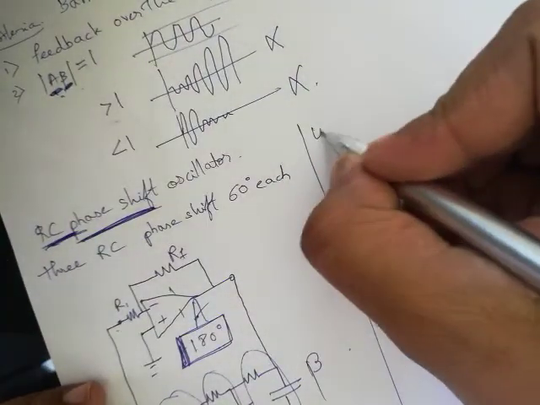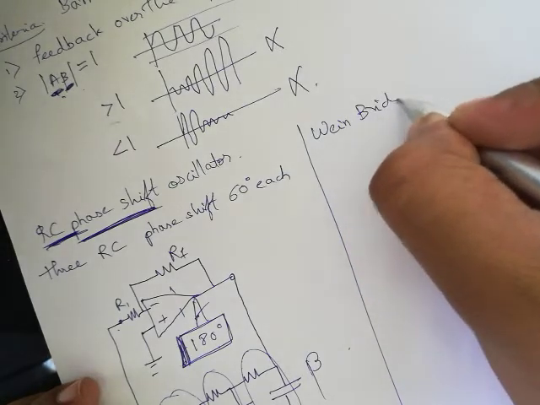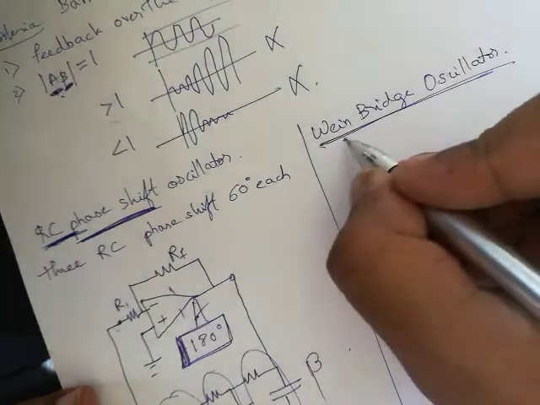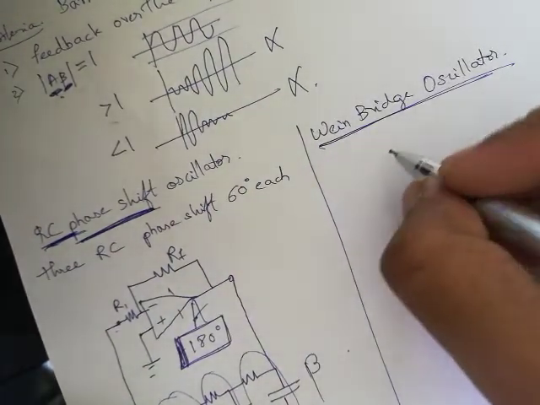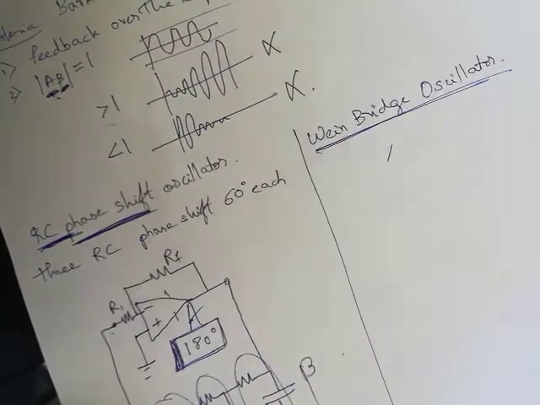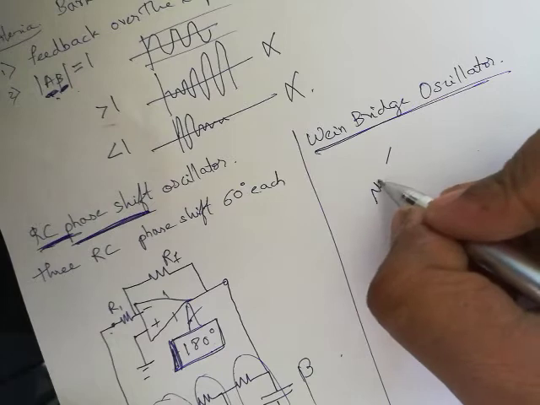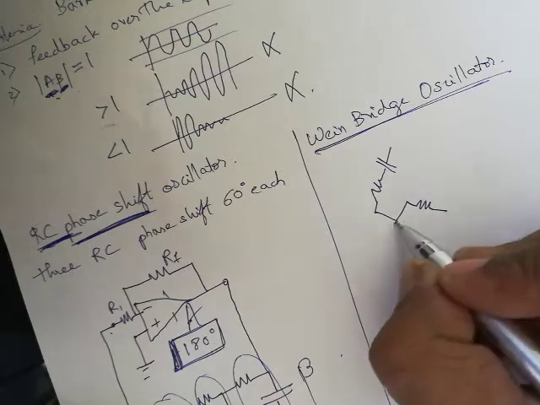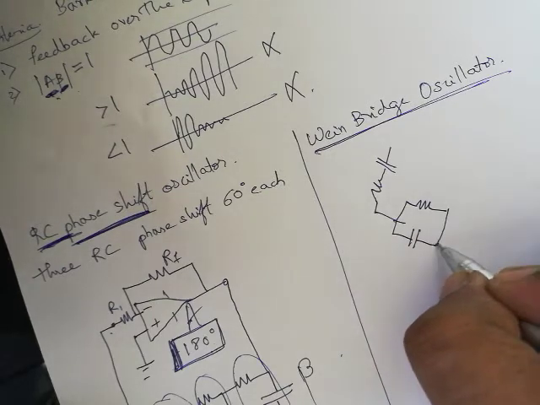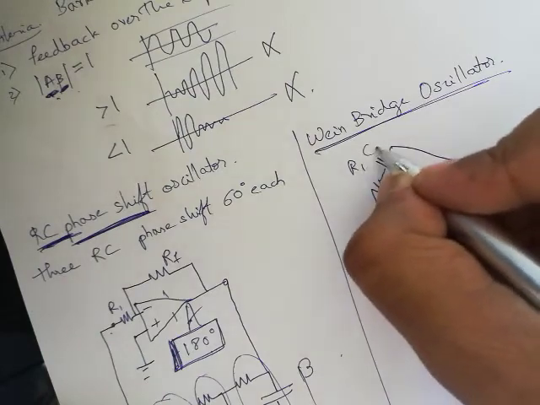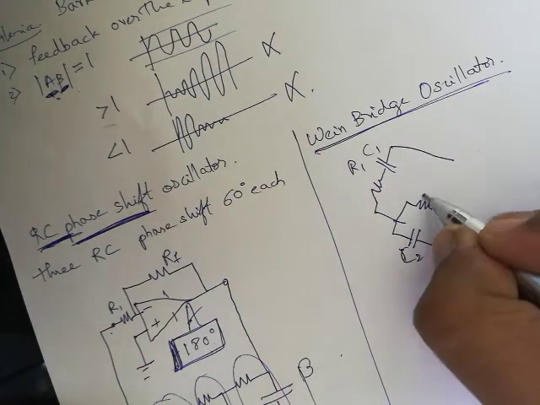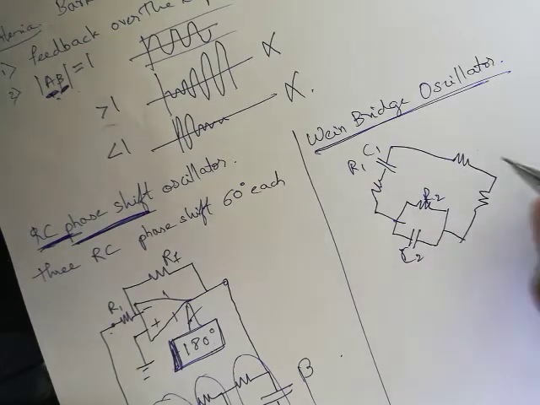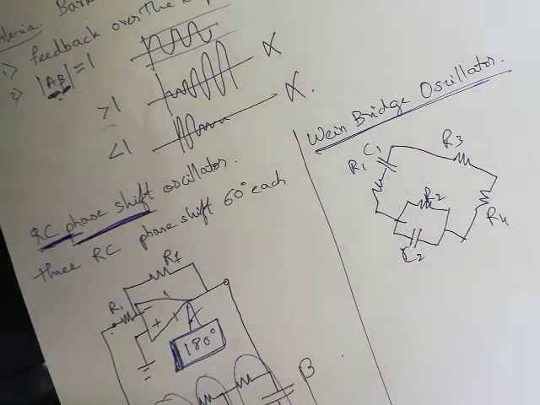So, Wien bridge oscillator. We are going to use a bridge network for generating oscillations, in particular named after Wien. The bridge we will try to write first. Say we have a combination of RC in series, another combination of RC in parallel. We will call this R1C1, we will call this R2C2. On the other two parts of the bridge we will have, say, R3, R4.